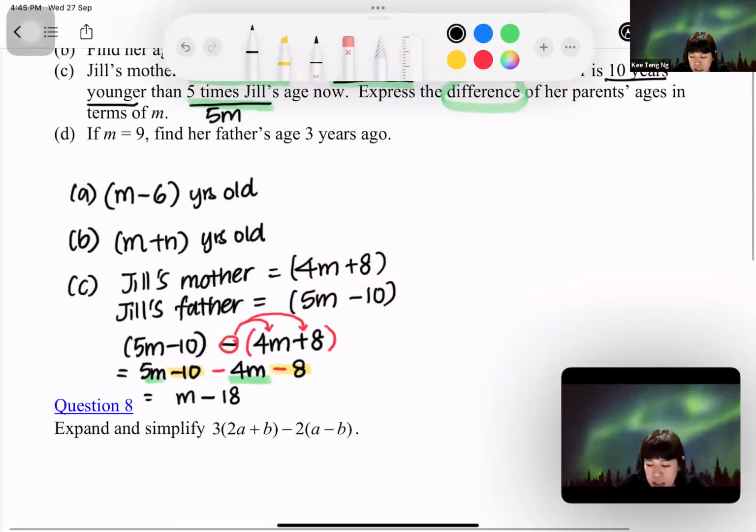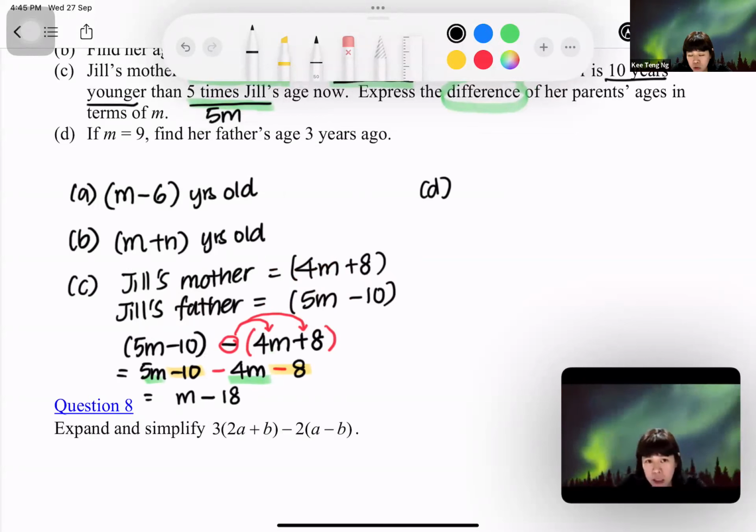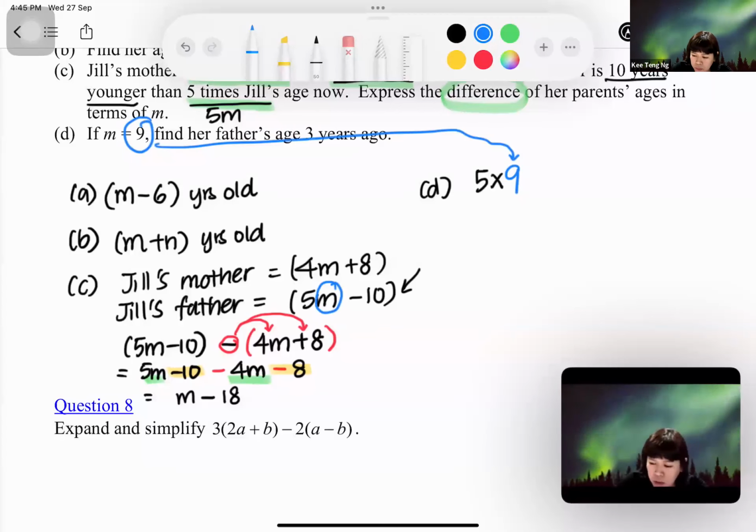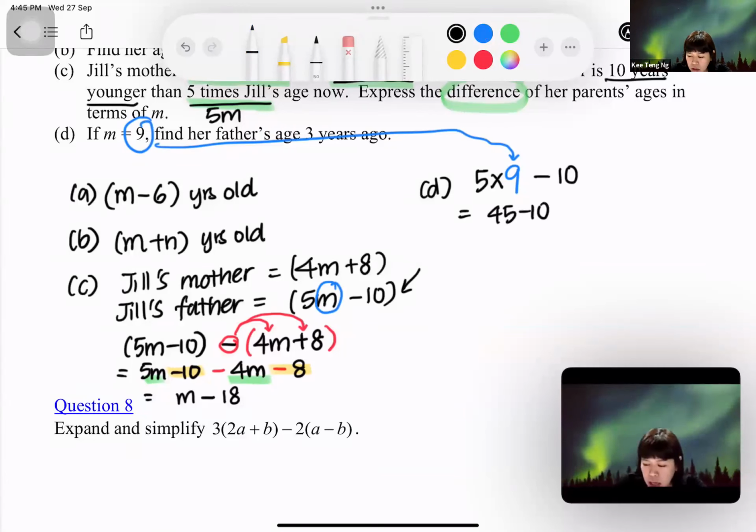Now part D says if m equals to 9. So m equals to 9 now. Find the father's age. So the father's age is this one, right? So it's 5 times the m, now change to the number 9. M is 9 now, right? Then minus 10. So 5 times 9, 45 minus 10. The answer, current age, the father's age is 35 years old.